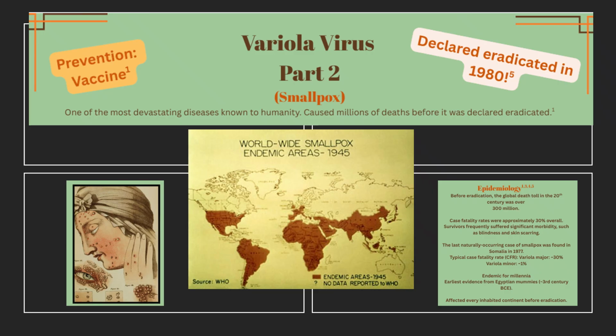The earliest evidence, as mentioned before, was from Egyptian mummies in the 3rd century. It affected every inhabited continent before eradication. The World Health Organization, the WHO, launched a global eradication campaign in 1967, and with a lot of effort on the ground and all around, it was declared eradicated in 1980, as the last case occurred in Somalia in 1977.